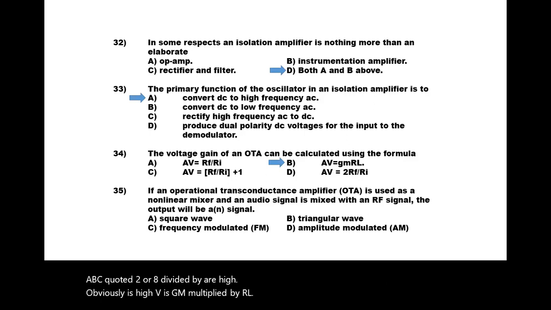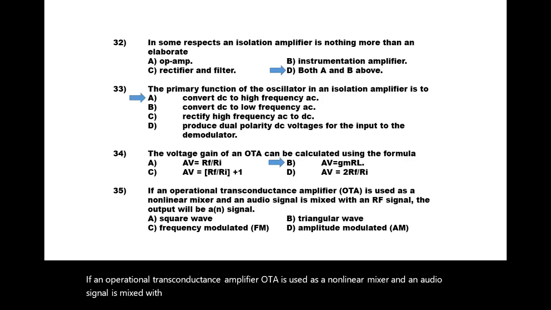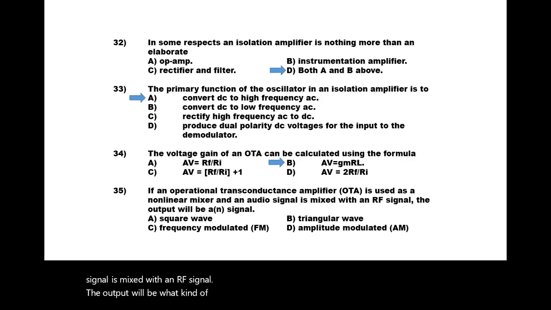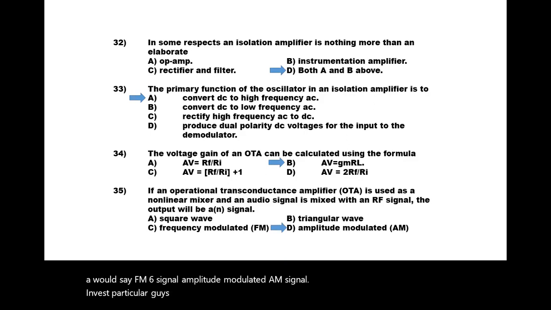If an operational transconductance amplifier, OTA, is used as a non-linear mixer and an audio signal is mixed with an RF signal, the output will be what kind of signal? A square wave, triangular wave, frequency modulated, in other words an FM signal, or amplitude modulated, an AM signal. In this particular case, it's going to be an amplitude modulated or AM signal.